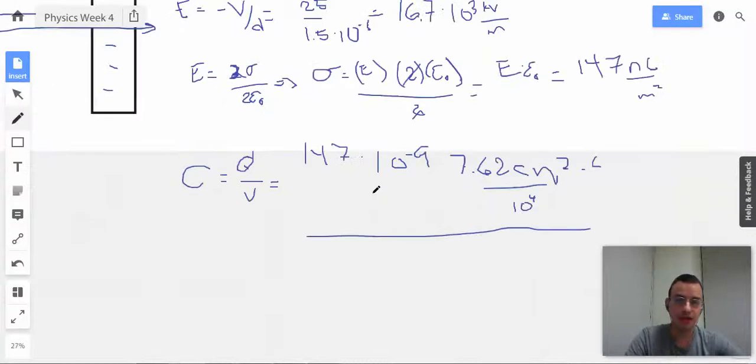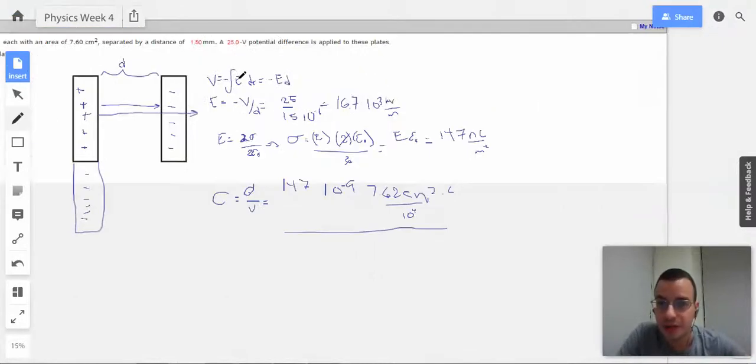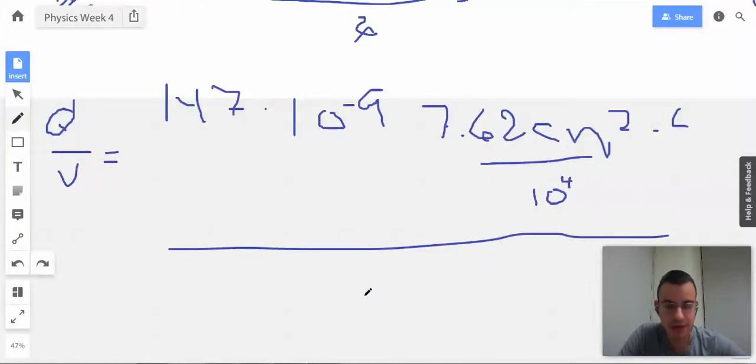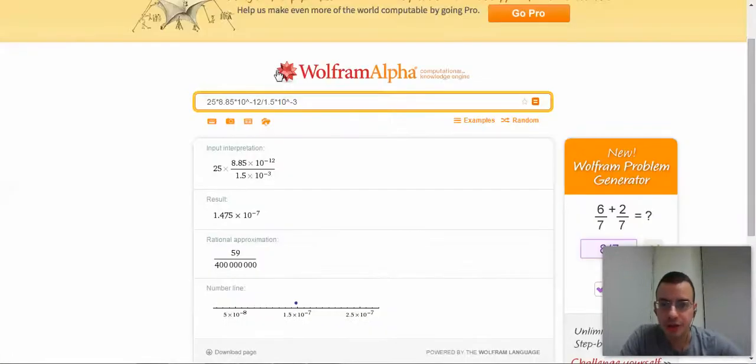So what we have is a surface charge density. Surface charge density is charge per square meter. We multiply by square meters, we get charge. And we need to divide by the voltage, which we know is 25. Okay. So this is our surface charge density.